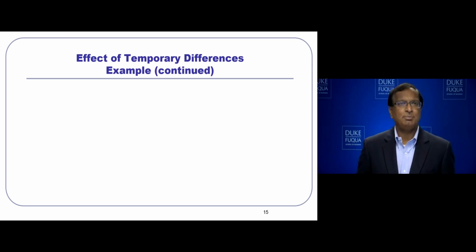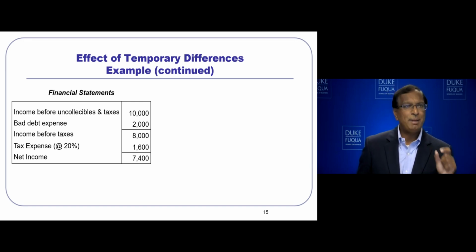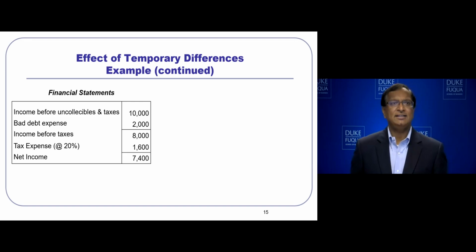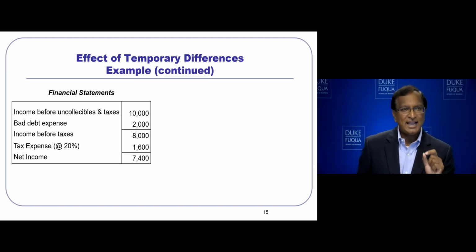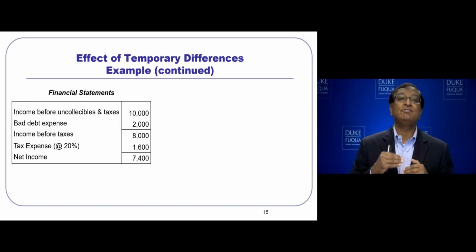So let's take the example further. Let's say the firm has income before uncollectibles and taxes of $10,000. And the bad debt expense is $2,000, which means the income before taxes is $8,000. So the tax expense at a 20% tax rate is $1,600. This is what the firm economically owes the tax authorities.